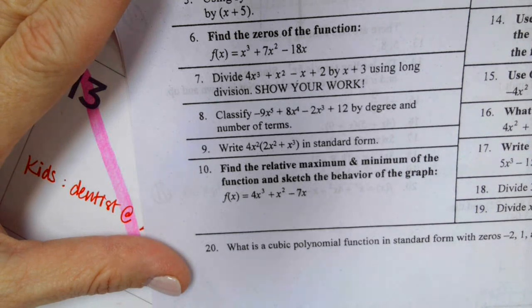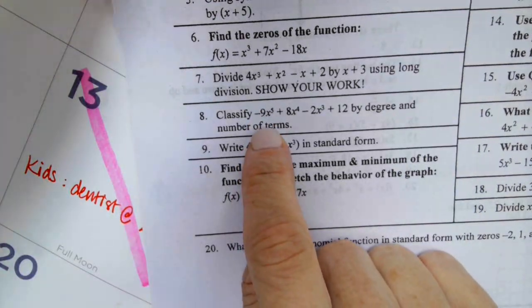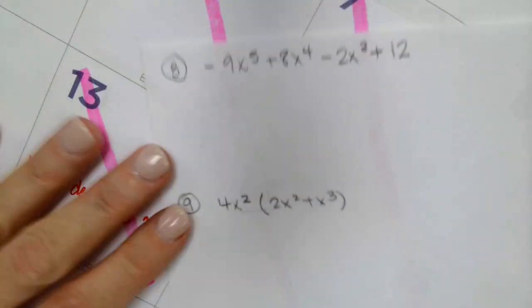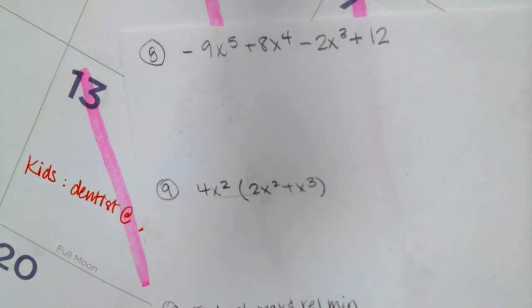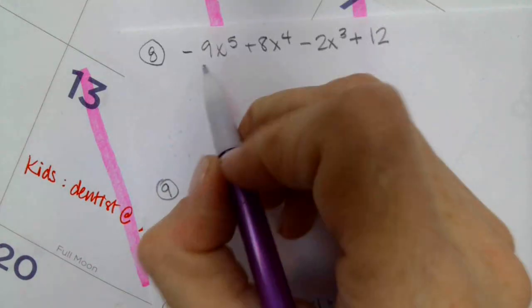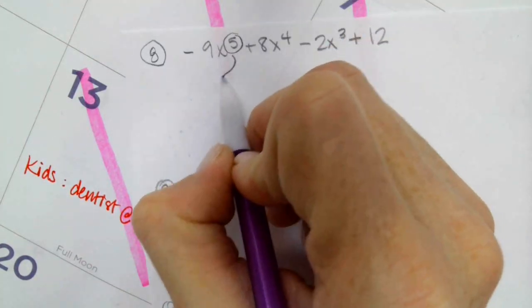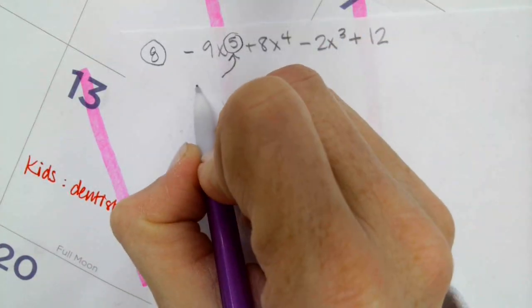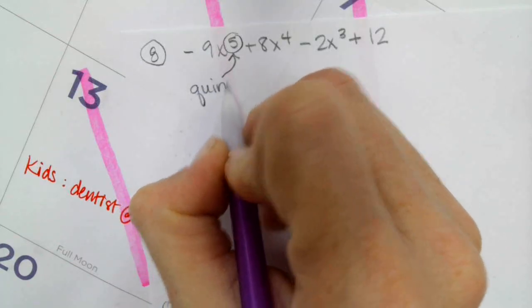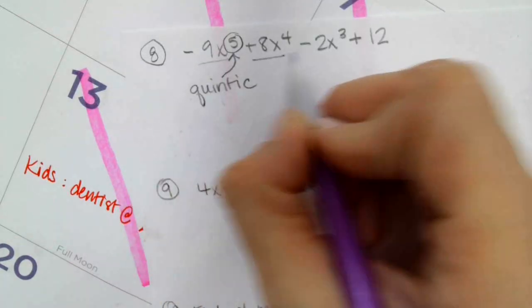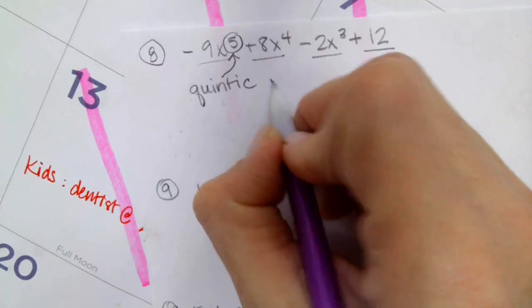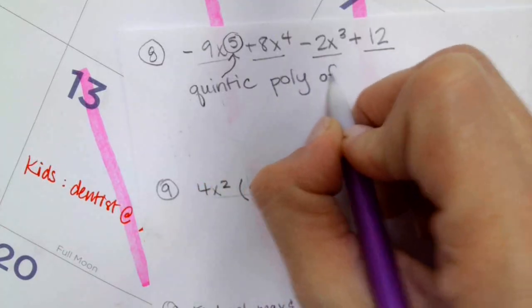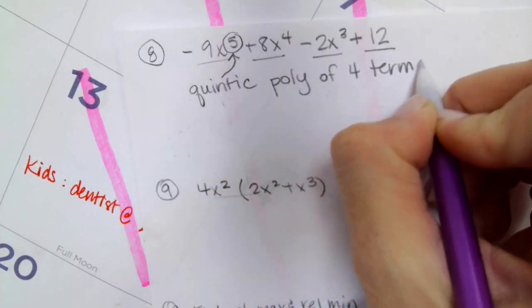Okay, picking up where we left off, we're going to look at number 8. So we're classifying this polynomial by degrees and by terms. So by degrees, this is a fifth degree, which is a quintic, and there's 1, 2, 3, 4 terms. So that's a quintic polynomial of 4 terms.